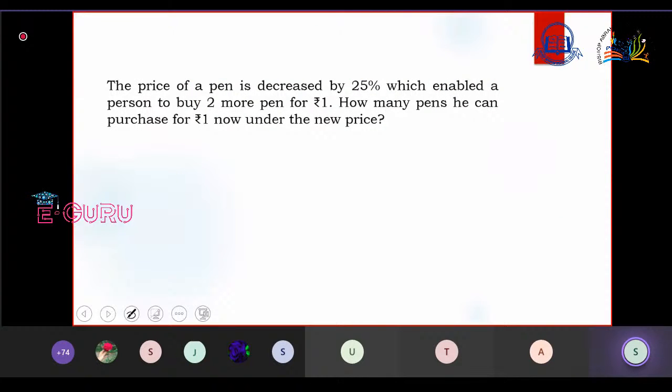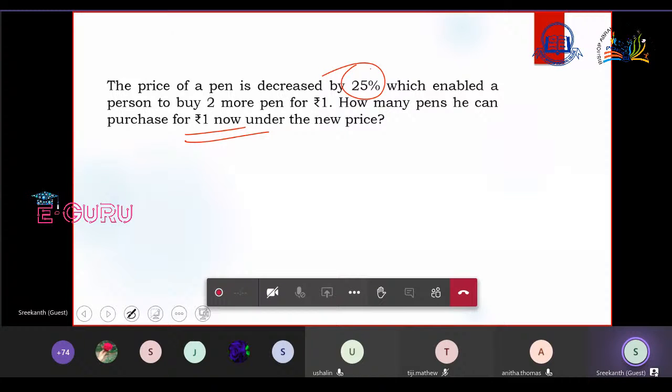Next question is also a similar question. The price of a pen is decreased by 25%, which enabled a person to buy 2 more pens for ₹1. Then how many pens he can purchase for ₹1 now under the new price? This is the question. So how do we do it? It is given that the price of a pen is decreased by 25%, and as a result of that, a person can buy 2 additional pens for ₹1. Then we need to find how many pens he can purchase now with the ₹1.